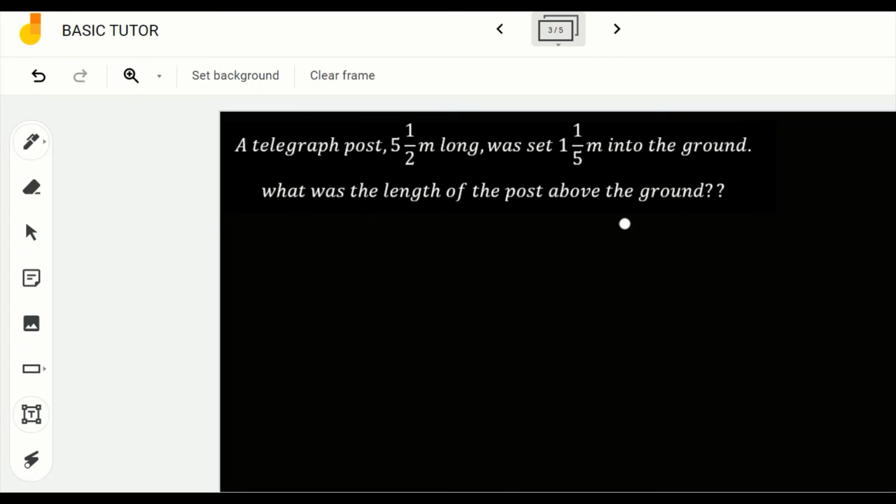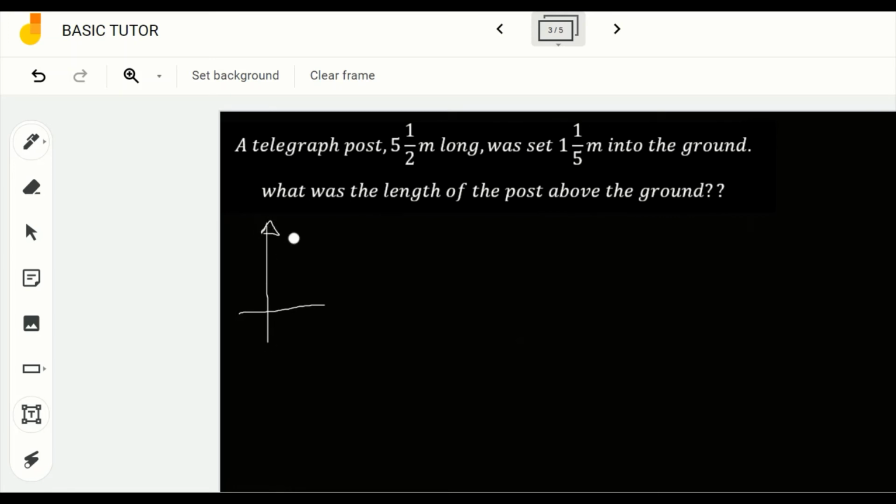All right, here is our next question. It reads, a telegraph post 5 1/2 meters long was set 1 1/5 meters into the ground. What was the length of the post above the ground? Let's try to visualize this question. For example, let's imagine this is our telegraph post.